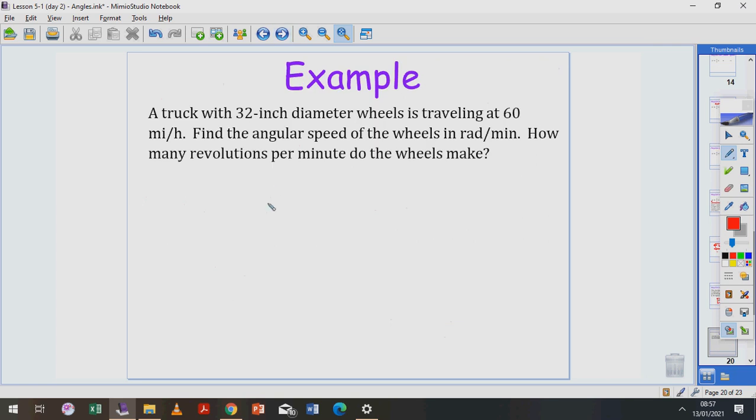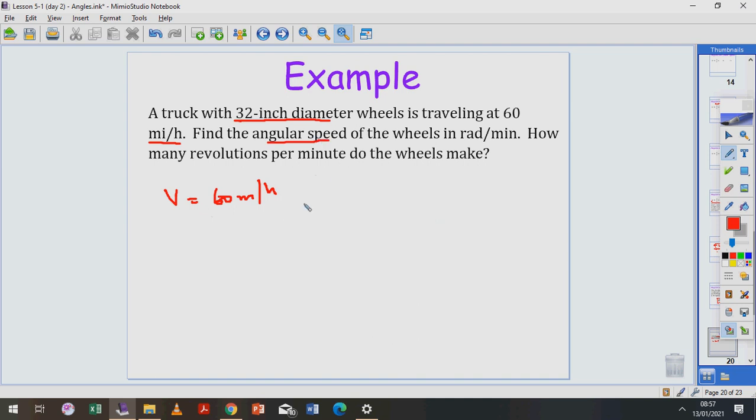Okay, here's an example. We have a truck with 32-inch diameter wheels traveling at 60 miles per hour. So 60 miles per hour, that is the linear speed. Find the angular speed of the wheels in radians per minute. How many revolutions per minute do the wheels make? So they've given us the linear speed and they want us to get the angular speed.